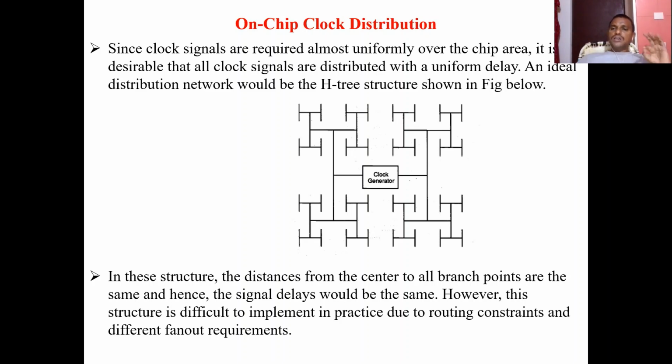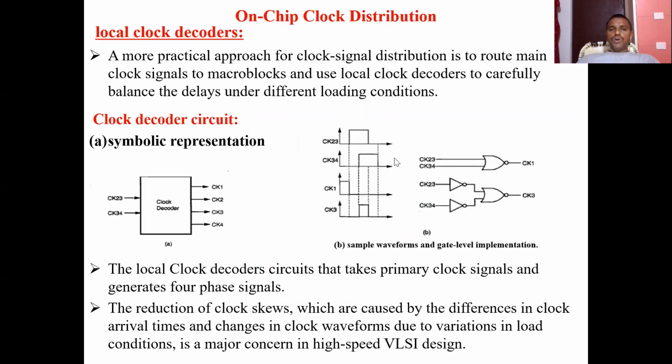Because of this, we get the equal delay concept, but the structure is difficult to implement in practice due to routing constraints. Routing is nothing but what? Interconnections between the modules. So routing will be the problem if we use this H tree clock distribution circuit. Okay, so this is about the first case, that is on chip clock distribution. So now we will go with the next one, the local decoders.